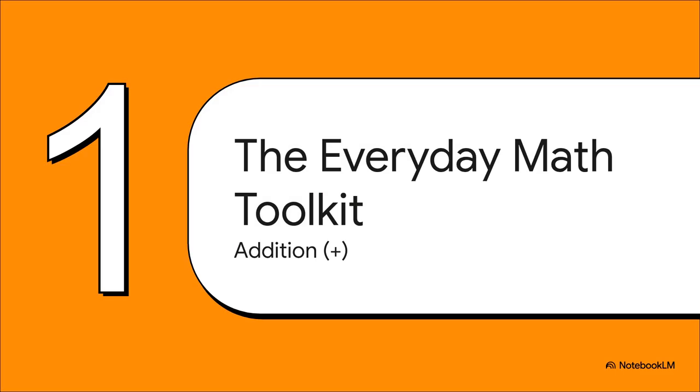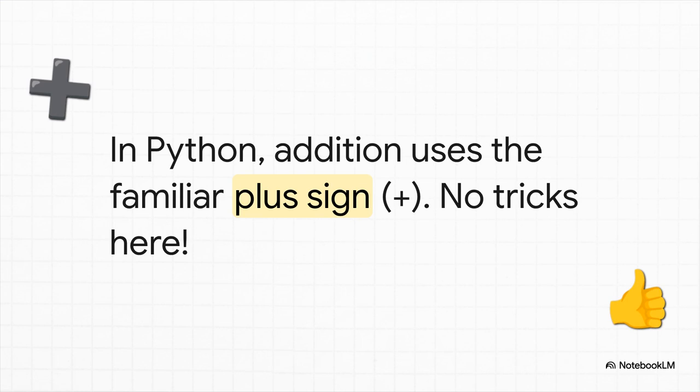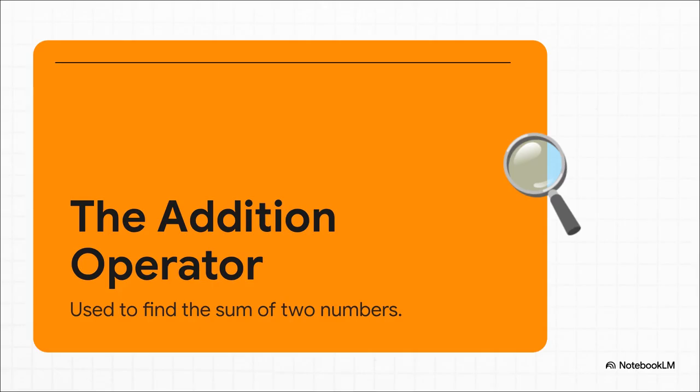All right, first up in our new toolkit is addition. And in Python, it's pretty much exactly what you'd think. Yep, no surprises here. The symbol is a simple plus sign. When Python sees this little guy between two numbers, it knows exactly what to do. It's time to add. So the fancy term for this is the addition operator, but really its job is super simple. Just find the sum of two numbers. Let's see how that looks in some actual code.